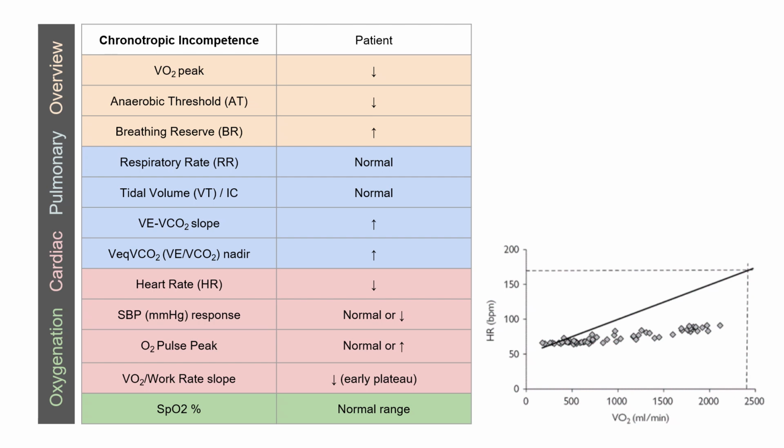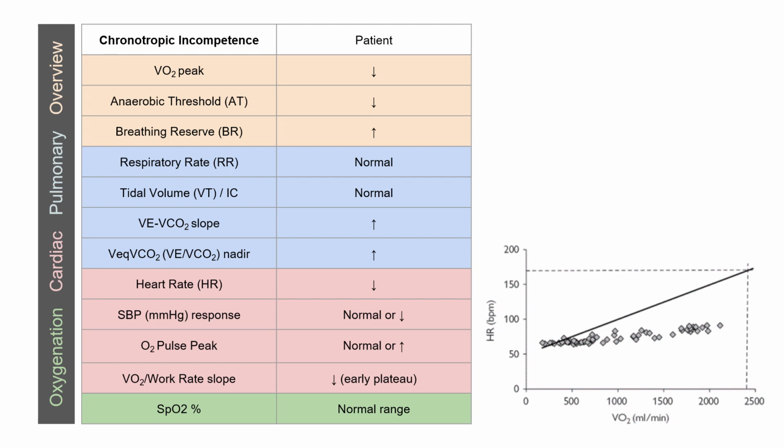Their O2 pulse, interestingly, can be normal or increased, and the reason for that is that your cardiac output is your heart rate times your stroke volume. If your heart rate is unable to increase, then the only possible way for you to increase your cardiac output is by compensating for your low heart rate by increasing your stroke volume in addition to normal. Their VO2 work rate slope is typically reduced and shows an early plateau, and they don't typically desaturate.